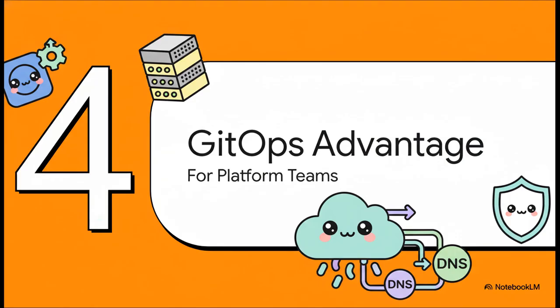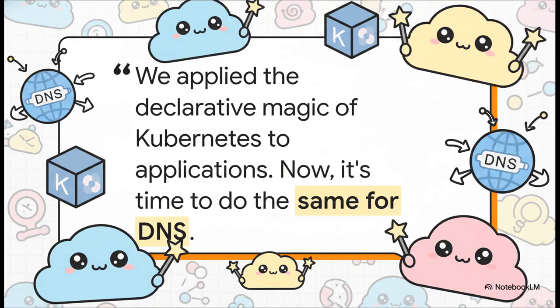So the tech is cool, it's super fast, it's really lightweight, but let's zoom out. What does this actually mean for you, for your platform teams day to day? Let's talk about the real GitOps advantage here. I think this quote just nails it. As an industry, we've totally embraced this declarative magic for our apps and our infrastructure. DNS has been this one last holdout, this one last island of manual toil. Well, it's time to finally bring DNS into the fold with everything else.